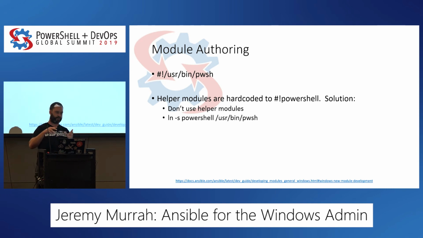So you can either go and find the source code and modify that. Don't do that. You can just not use them, or just do this ln -s on your Linux machine and create a shortcut from PowerShell to pwsh. No idea if that'll break anything else or if it's a good idea, but it totally works for custom modules. Buyer beware. But you do that one change, and then boom, you can write any module you want.